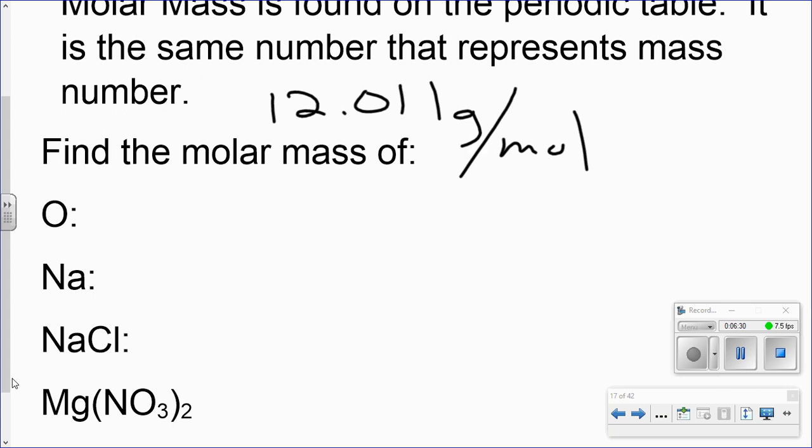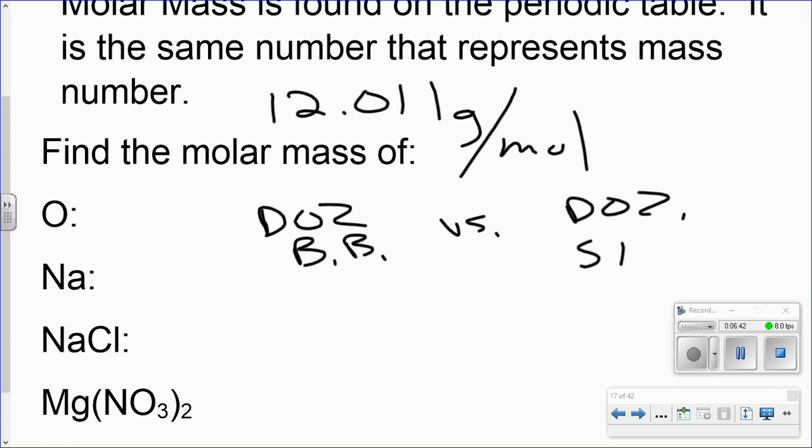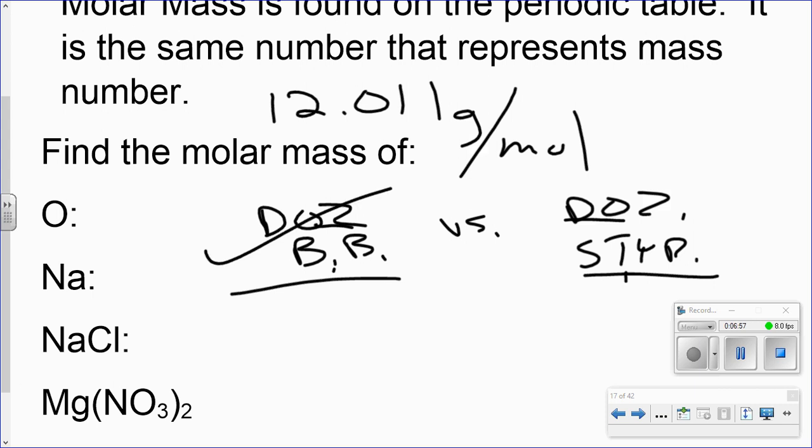Let me do an argument here. If I have a dozen bowling balls versus a dozen styrofoam balls, which one has more particles? Which one has more pieces? Well, they're the same. It's a dozen and a dozen. The question is which one's heavier. Even though the particles are exactly the same, these are heavier. So if I have a dozen little carbon atoms and a dozen humongous lead atoms, they have the same number, a dozen. Which one's heavier? The collection of the lead atoms is heavier.